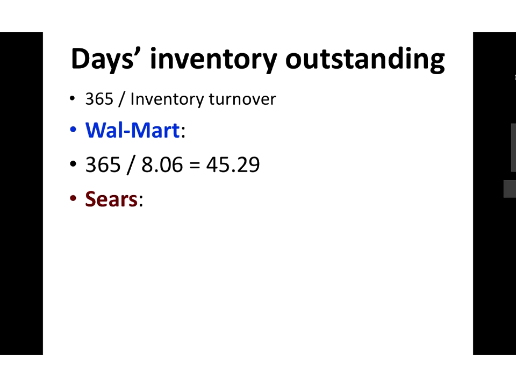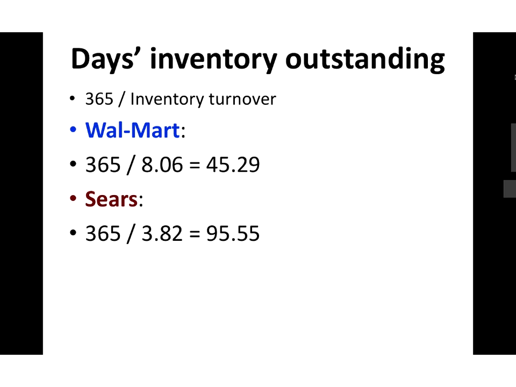So Sears, we take the 365, divide by the 3.82 inventory turnover, 95 days. So now we're starting to see some of the problems that Sears is having. Walmart takes 45 days on average to sell something. Sears takes more than 95 days on average to sell something. And Sears has a huge chunk of its current assets tied up in inventory. So this usually doesn't bode well.